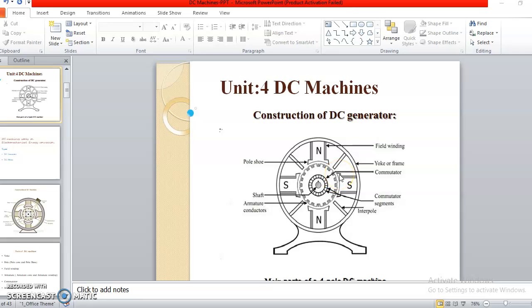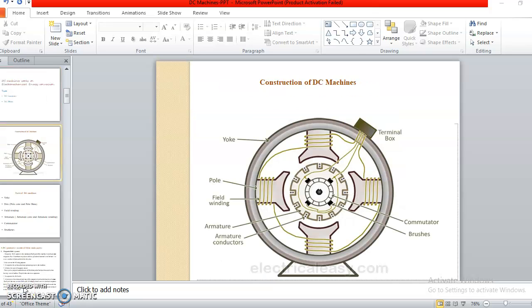Now we'll see the working principle of DC generator. So first of all, we see the working principle of DC generator. According to Faraday's law of electromagnetic induction, whenever the magnetic flux linking with the conductor changes, an EMF is induced in that conductor. Now see how we can satisfy this Faraday's law over here.